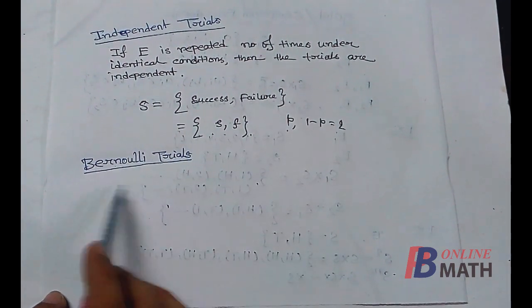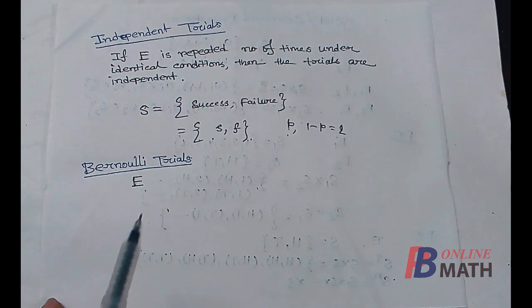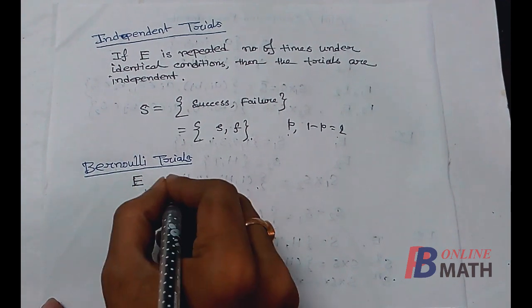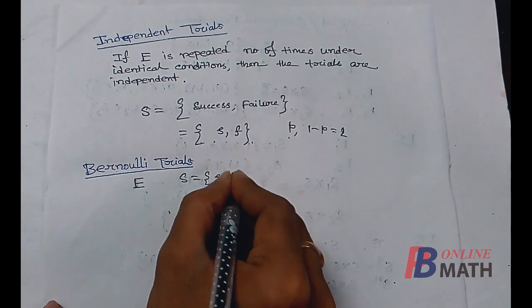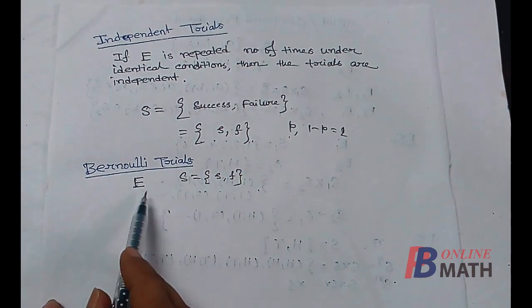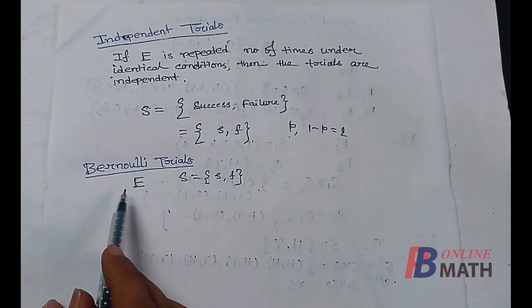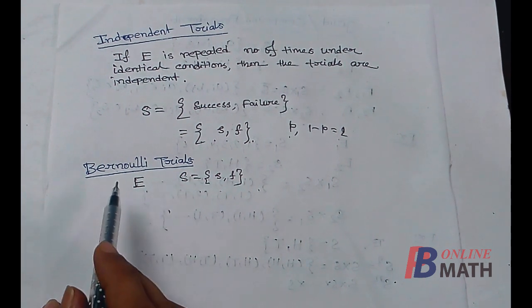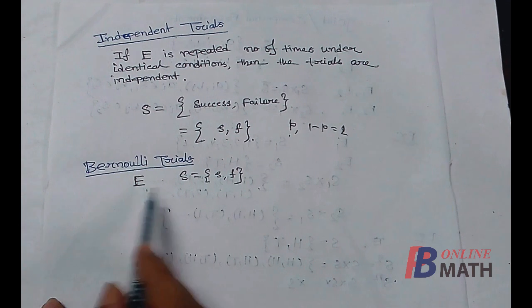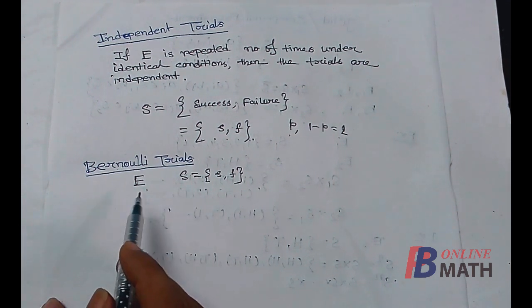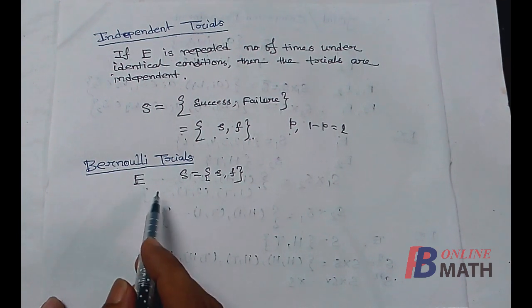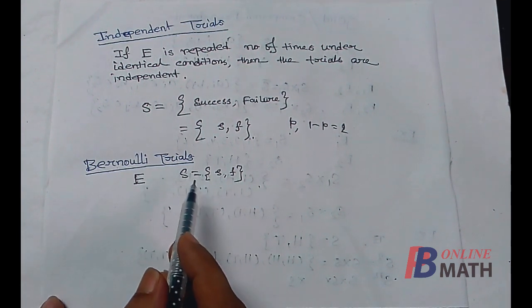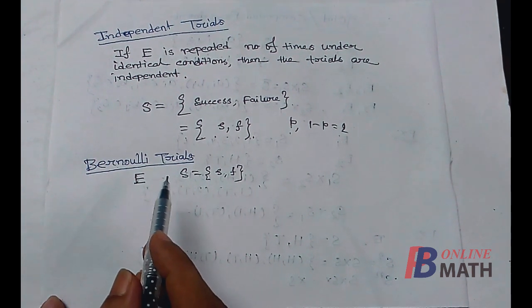So next we define Bernoulli trials. Suppose capital E be a random experiment which contains only two outcomes. So the sample space S contains only two outcomes, success and failure. So if this random experiment is repeated a number of times under identical conditions, then we shall get a sequence of independent trials, and this sequence of independent trials is called Bernoulli trial if the probability of success remains constant for each and every experiment.